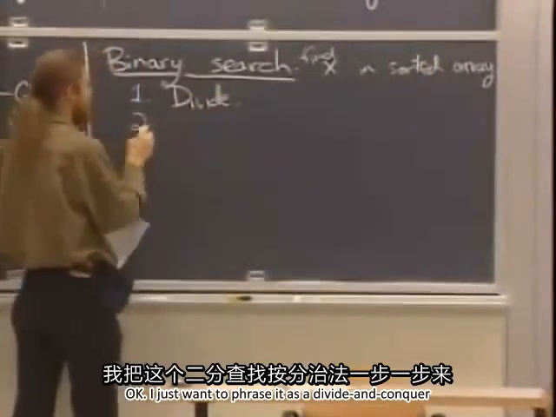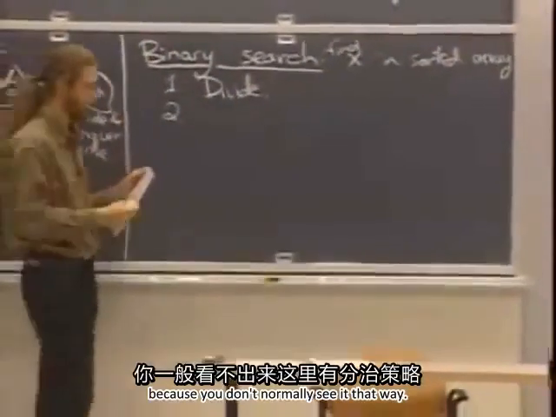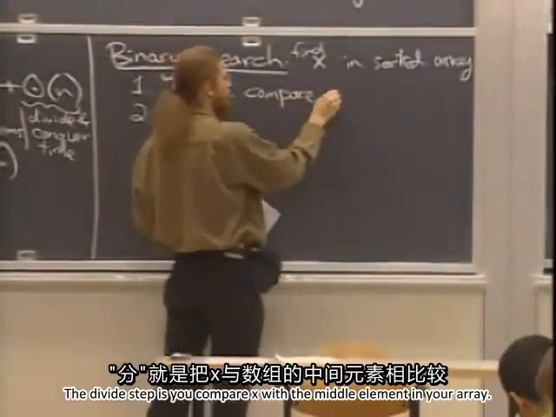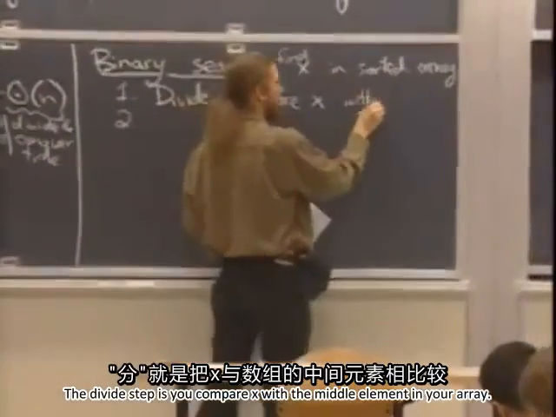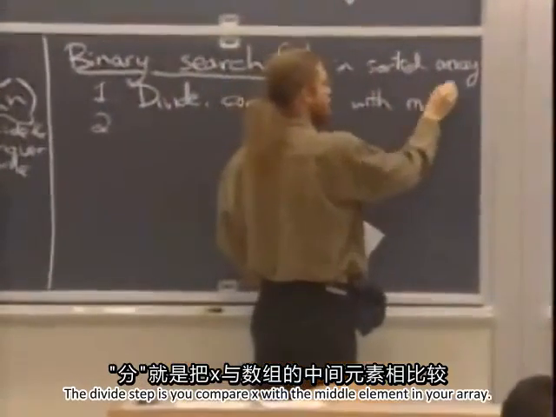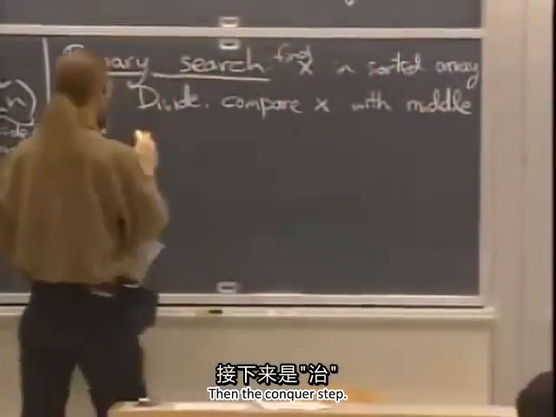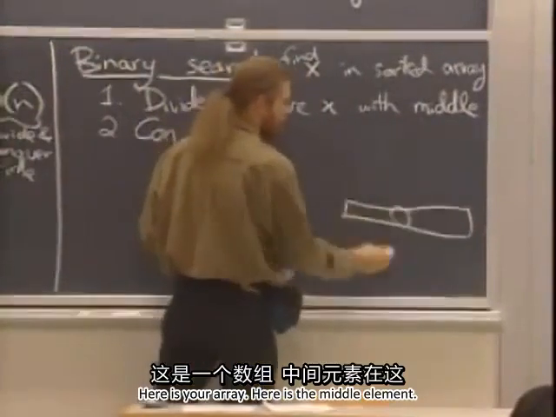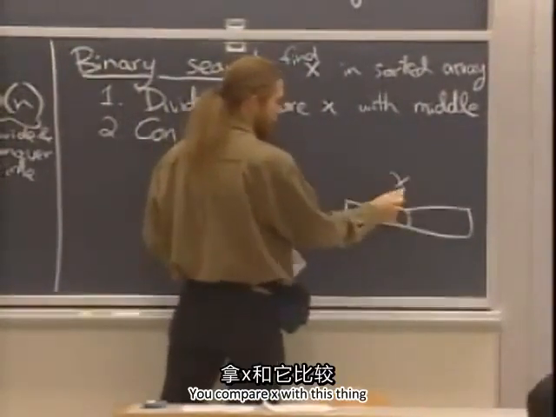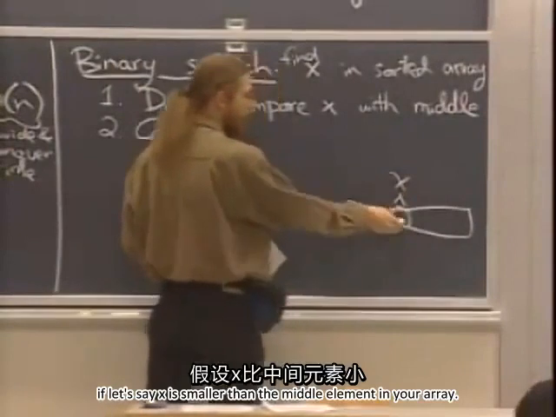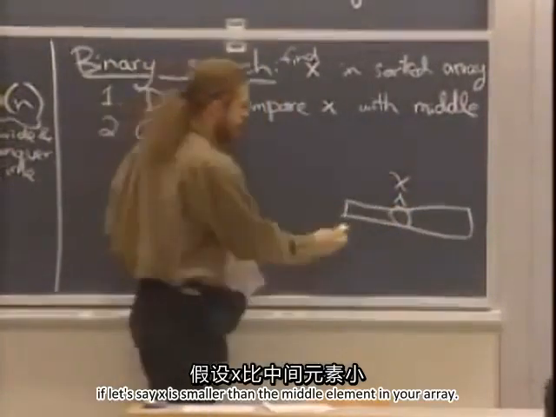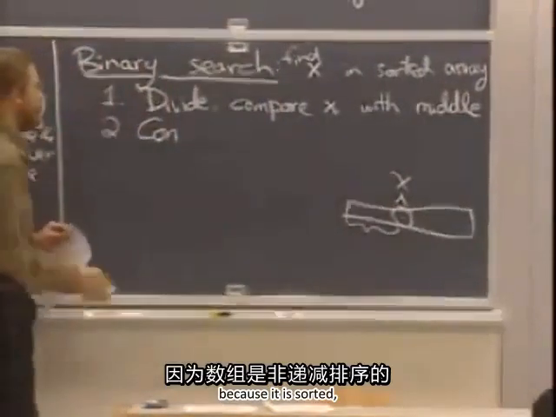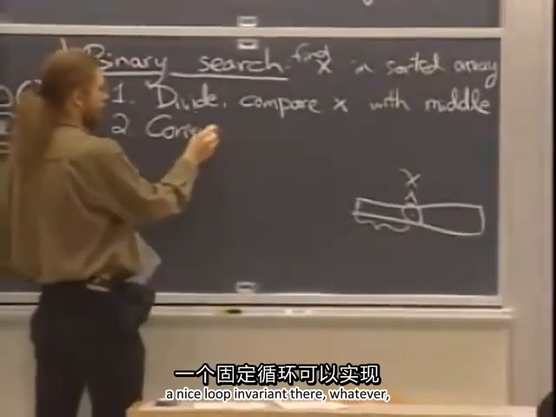So I just want to phrase it as a divide and conquer because you don't normally see it that way. The divide step is you compare x with the middle element in your array. Here's your array, here's the middle element. If x is smaller than the middle element, you know that x is in the left half because it's sorted. Nice loop invariant there, whatever.